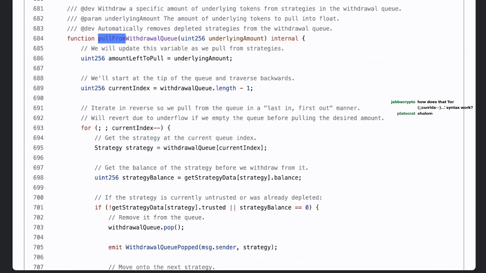But yeah, I was going to ask, is there any sort of high level comparison you can make between this vault logic and the logic that Yearn does with their vaults? Are there any obvious differences that you would point out?